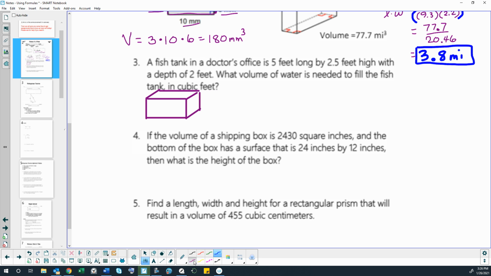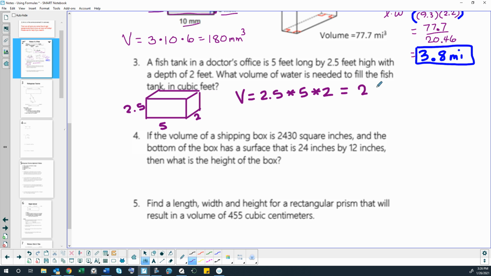All right, let's label our fish tank. So it's 5 feet long and 2.5 feet high with a depth of 2 feet. What volume of water is needed to fill the fish tank? So these are all in feet. We're just going to multiply the three numbers together. 2.5 times 5 times 2. Using a calculator, I get 25.